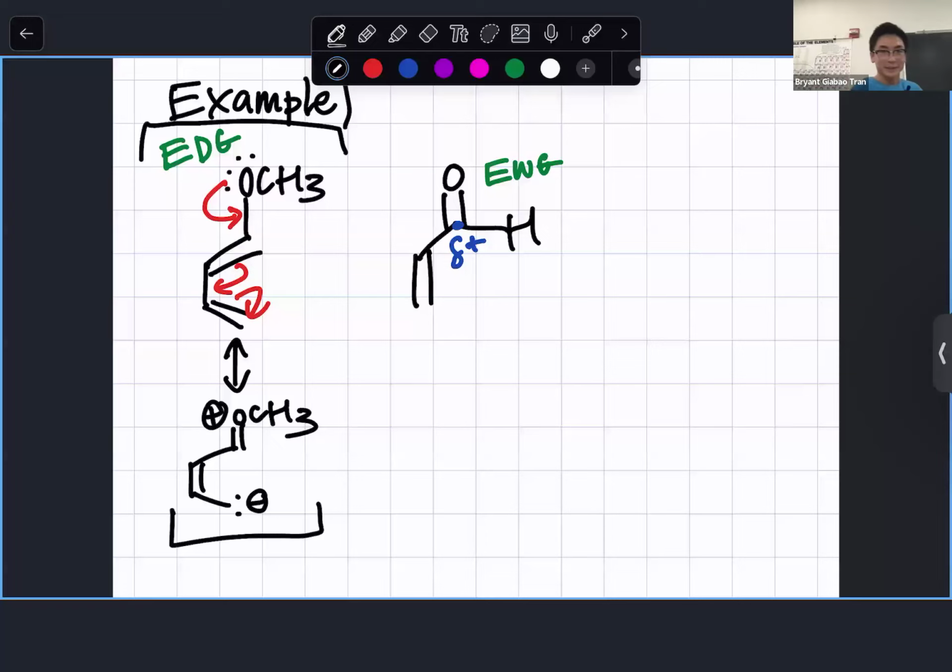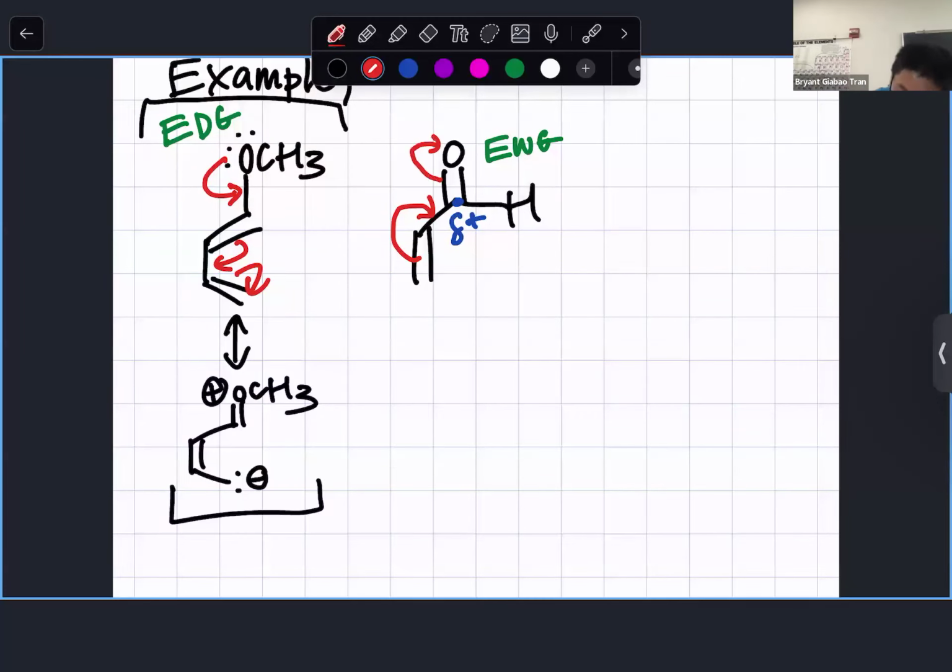Now, since this is an EWG, what arrow do you think is going to happen here to draw the resonance structure of this dienophile? This group wants to withdraw electrons, so it's going to withdraw electrons by directly taking the dienophile's electrons like this. So it's withdrawing electrons directly, pushing the double bond to the oxygen right there. That gives us this resonance structure here.